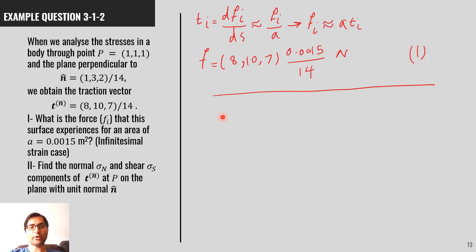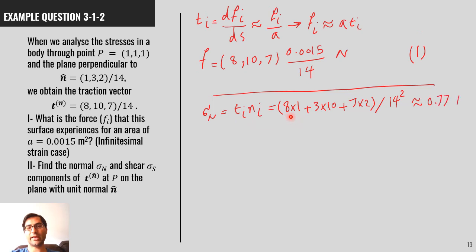For the second part, for the normal component, we do the inner product of T and N, which is basically 8 multiplied by 1 plus 3 multiplied by 10 plus 7 multiplied by 2, divided by 14 squared, which is approximately equal to 0.77 Pascal.